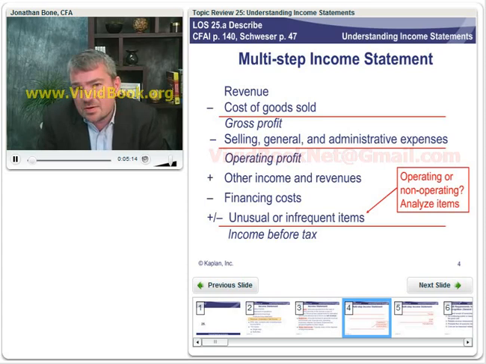Now, an unusual or infrequent item, if it relates to your day-to-day business operations, then it might go after the sales, general and admin expenses, i.e. before operating profit. If it doesn't relate to your day-to-day business operations, then you can see it's coming after operating profit. Okay, so that brings us down to income before tax. Let's continue the example on the next page.